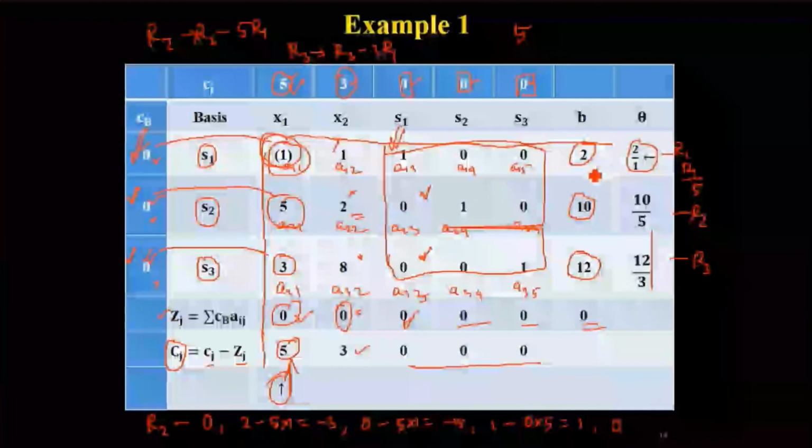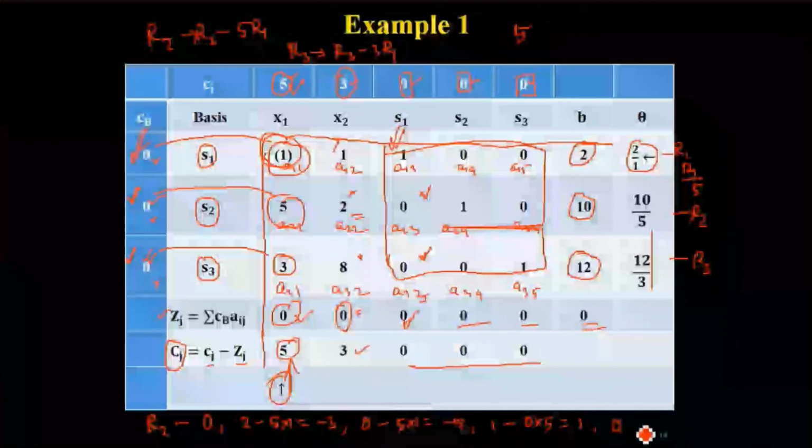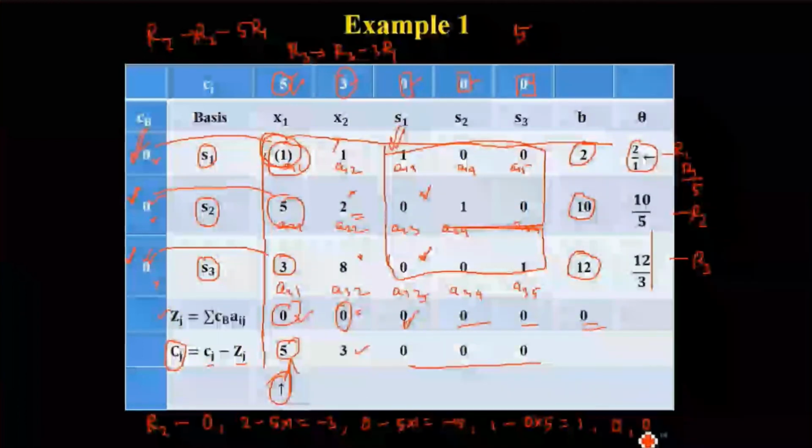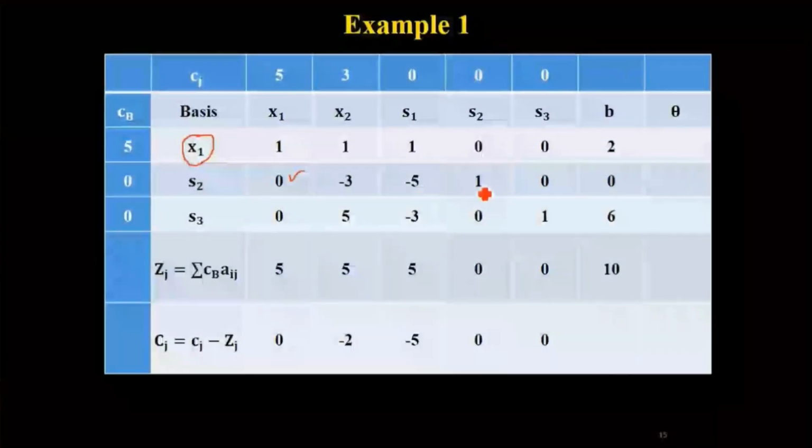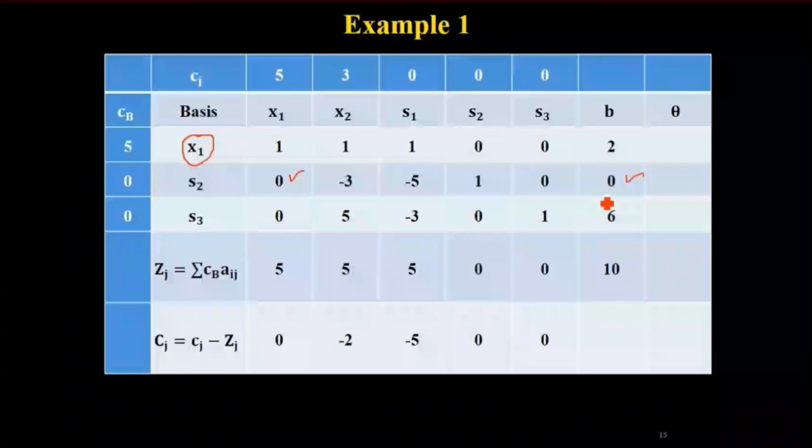Then here 10 minus 5 into 2, that is 10 minus 10, again 0 you will get. This way you will find it, and the next row also you will find. You see, we are getting 0, minus 3, minus 5, 1, 0, 0, yes or no. Similarly, you can find out the next row. Okay, so this is the form.